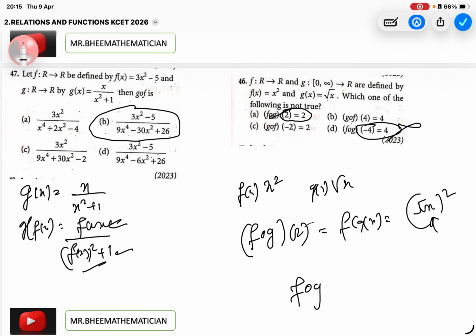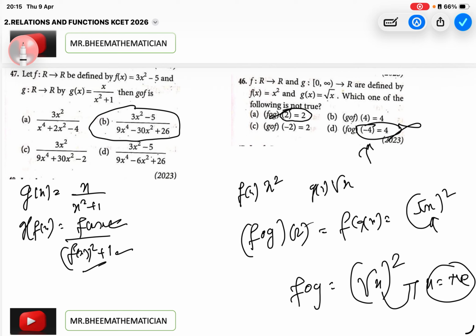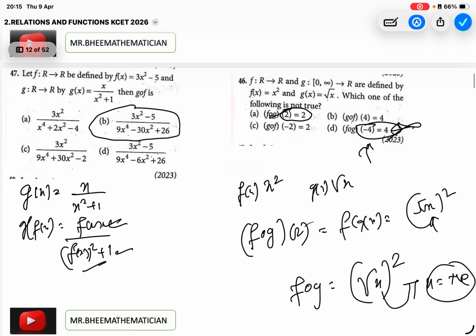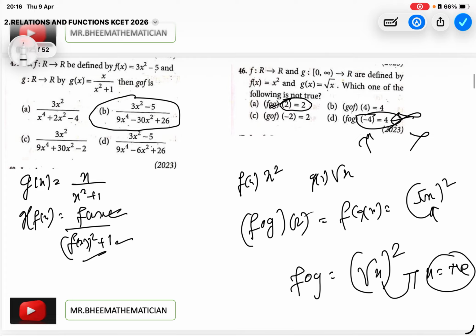It means f of g, root x whole square is there. So in root, x should be positive. So here it is negative. This is the shortcut method. Otherwise you can substitute and use trial and error. You will get the answer. So this answer should be minus 4, but it is plus 4. So this is totally wrong.